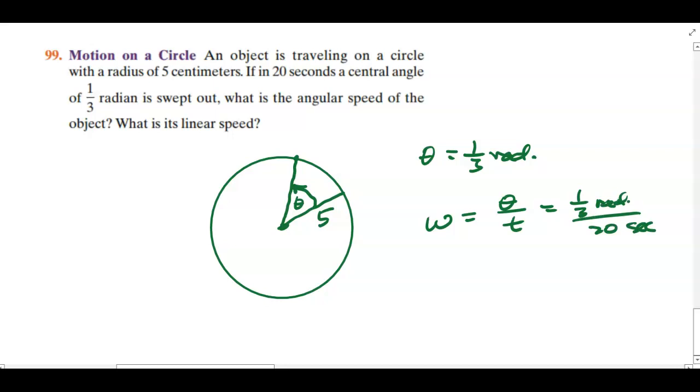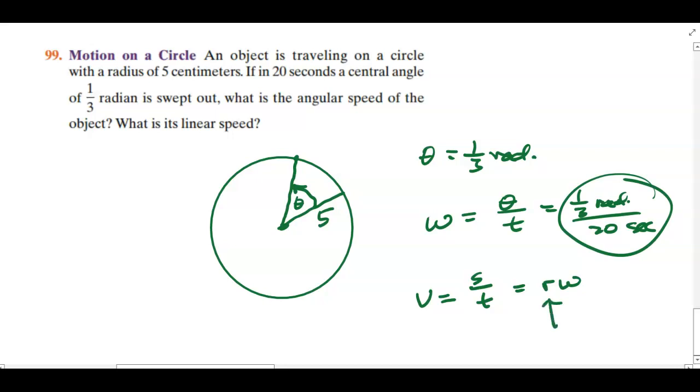And then what is the linear speed? V is S over T, but it's also equal to R times W. So it seems like you would take whatever you got for W and multiply times R, and then you got it. All right, let's try another one.